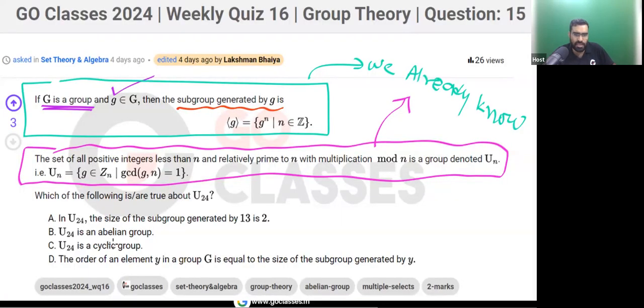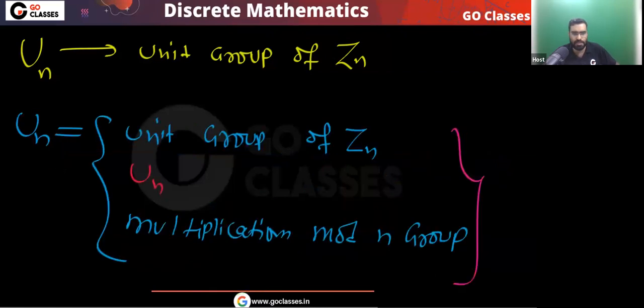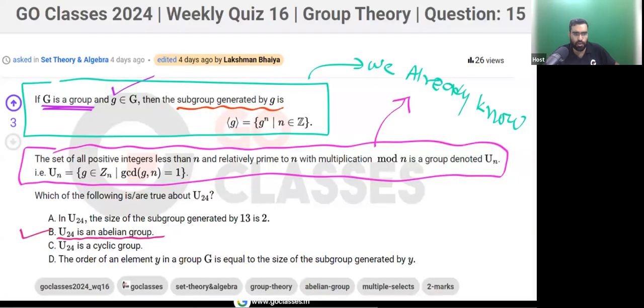You don't even have to check it, right? The option B, you don't even have to check. This is an abelian group. Agree? Option B, you don't have to check because this will always be an abelian group. UN is always an abelian group, so you don't even have to check. Now let's see the remaining options. Now the question is asking for U24.